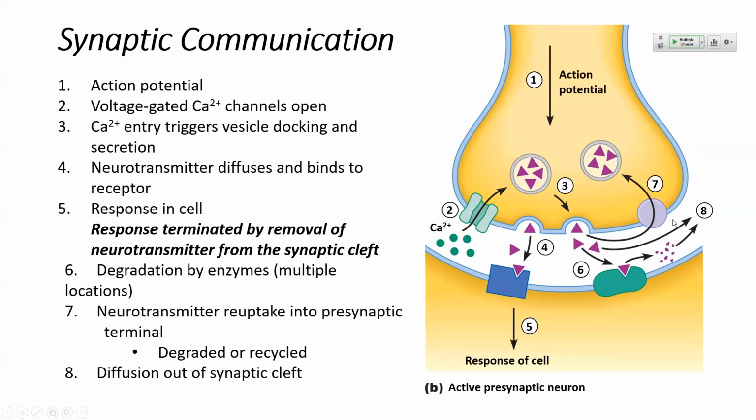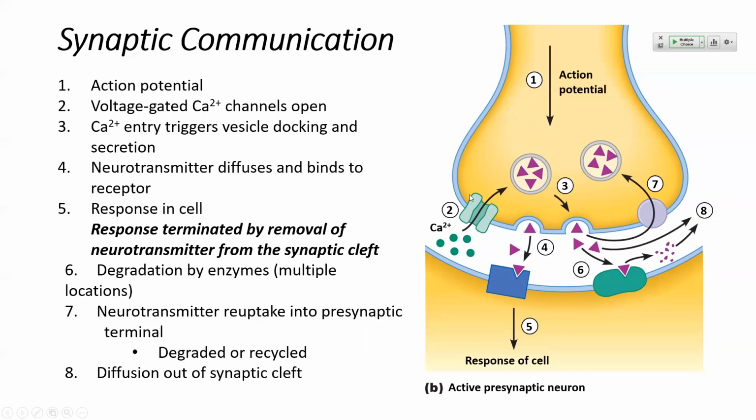Now, in order to cease this signal or stop this communication, we have two important structures that are involved. One is this enzyme. The enzyme is going to degrade or chop up any excess neurotransmitter into smaller pieces that can either diffuse away from the cleft, or be reuptaken into the presynaptic neuron via this reuptake molecule, where they can be recycled and repackaged to make new neurotransmitter vesicles that can then be used again.